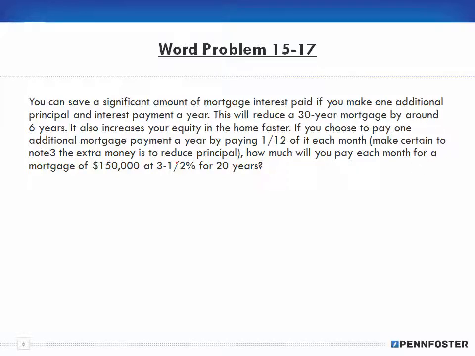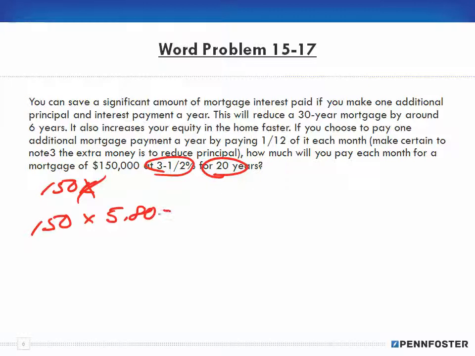How much will you pay each month for a mortgage of $150,000 at 3.5% for 20 years? Okay, so the mortgage is $150,000. Remember, when we're looking at the amortization table, we're dropping off those last 1,000, so we're looking at 150. And when we look up the 3.5% for 20 years, we get a factor of 5.80, which means our monthly payment is $870.